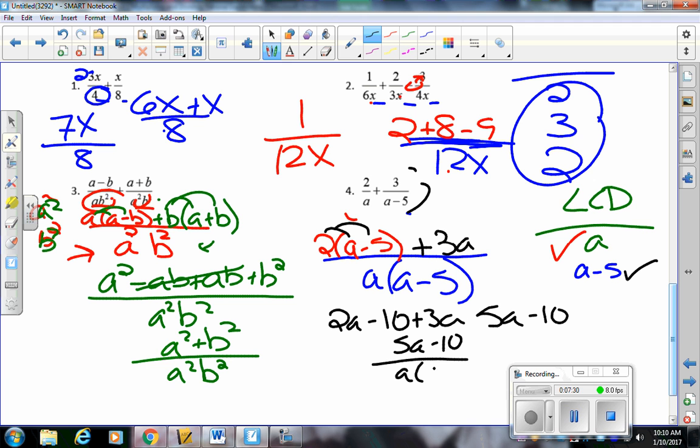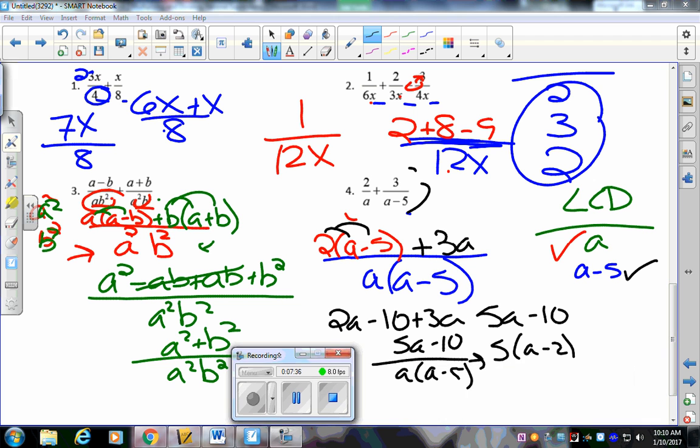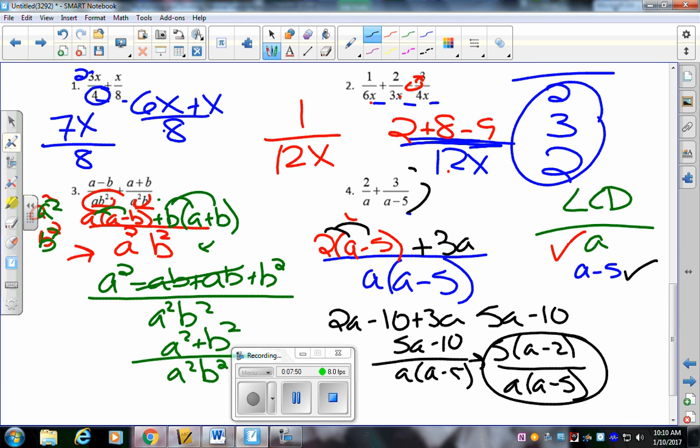Can I factor now? Yes. This I can pull a 5 out of. So leave your answer in factored form. So I had to simplify, distribute, combine like terms, factor if I can, and then see if anything can cancel. Nothing can cancel here, so I'm done. This is my answer. In some cases, you will be able to cancel, but we'll get there. That is my answer.